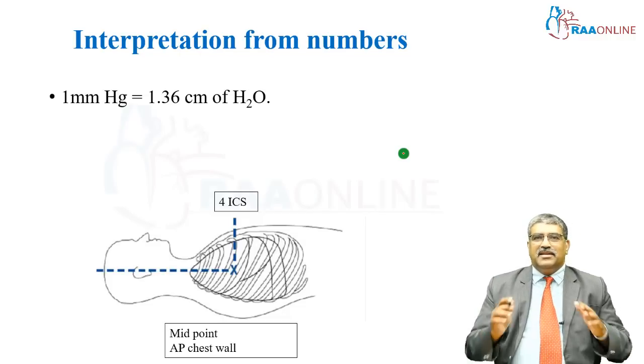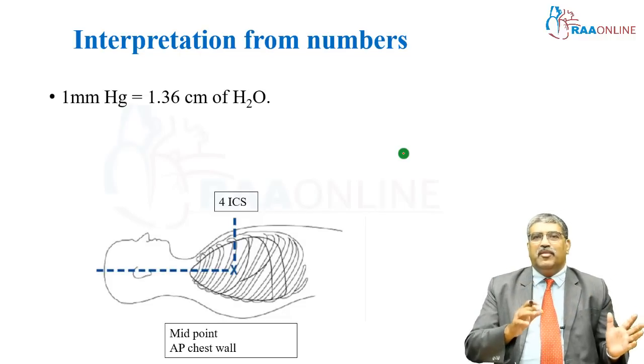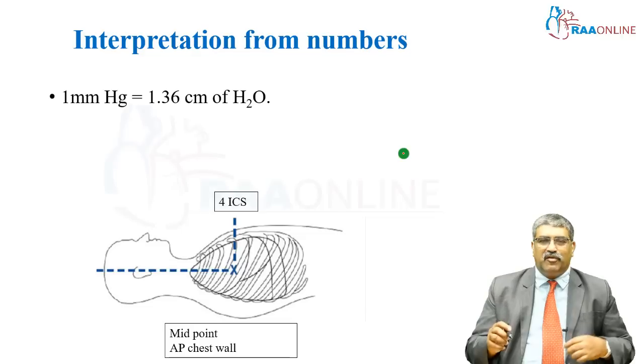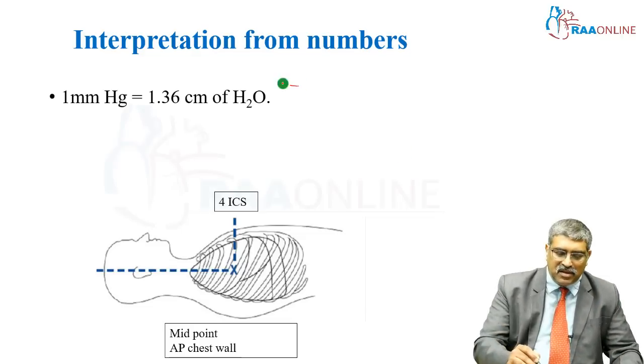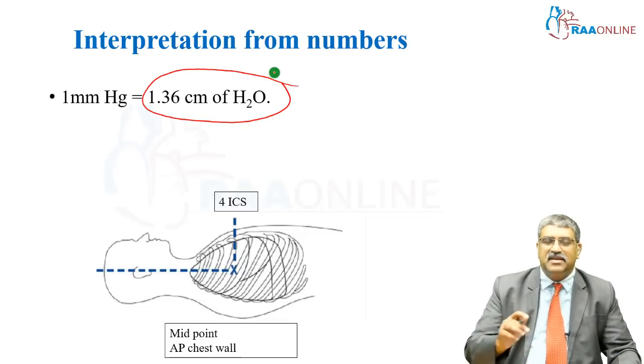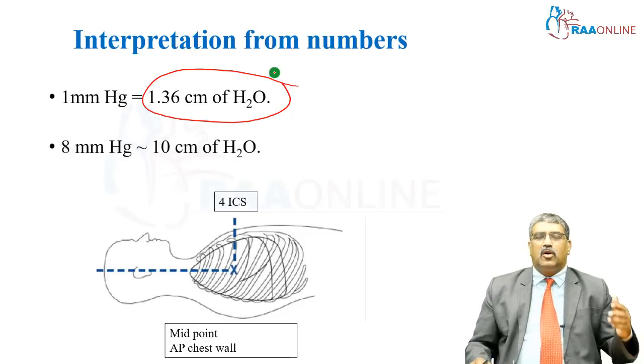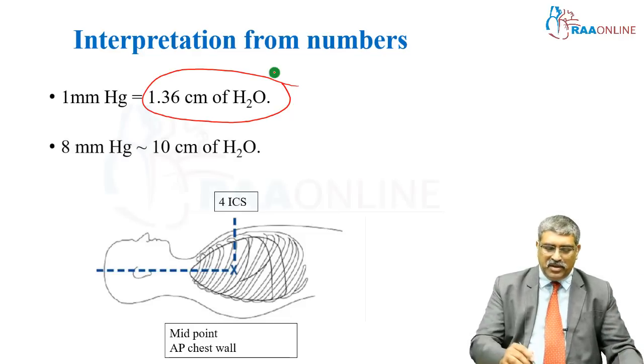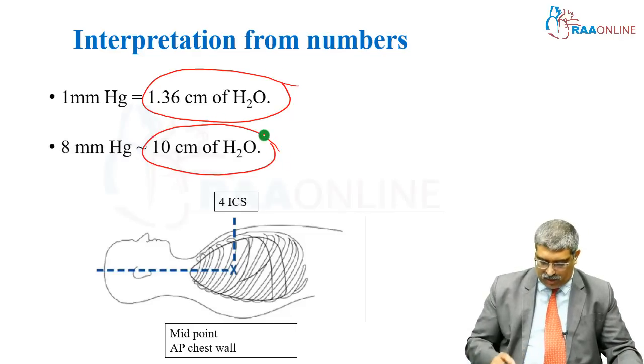Another important thing is the conversion of millimeter of mercury to centimeter of water. 1 millimeter of mercury is roughly 1.36 centimeter of water. So, roughly 8 millimeter of mercury means 10 centimeter of water.